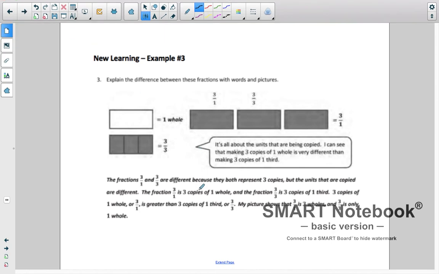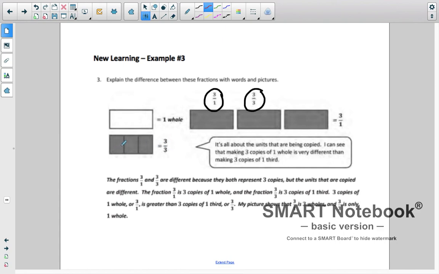Alright, now it says new learning, example number 3. It says explain the difference between these fractions with words and pictures. So they want to know the difference between what 3 over 1 is and 3 over 3. So in this picture, they show that a rectangle equals 1 whole, this whole entire rectangle. In this one, this is 3/3. Well, I know that this is 3/3 because I know that's split up into 3 pieces, and they're shaded, and I have 3 pieces.